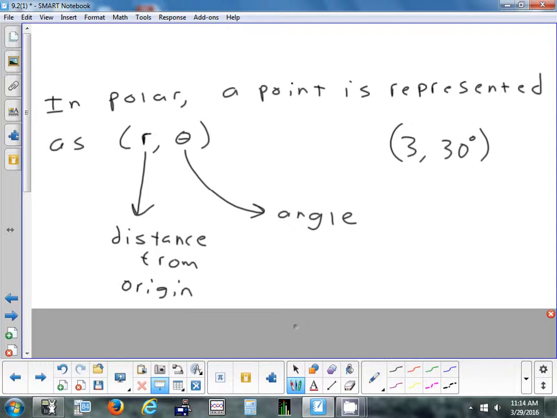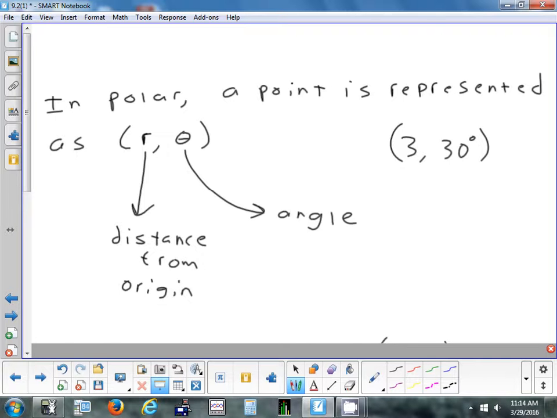So that point would mean you're going to go out 3 units from the origin, and then you're going to go counterclockwise 30 degrees. Okay, you can have a radius that's positive, and you can have a negative. You can also have an angle that's positive and an angle that's negative. So I'll talk about how we deal with that.